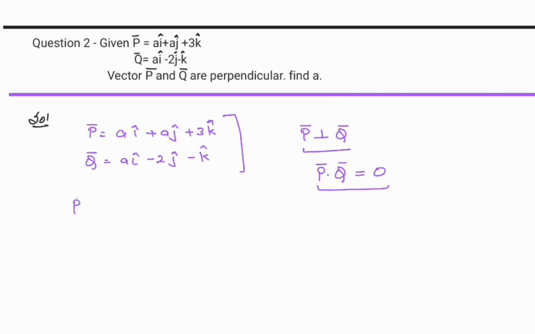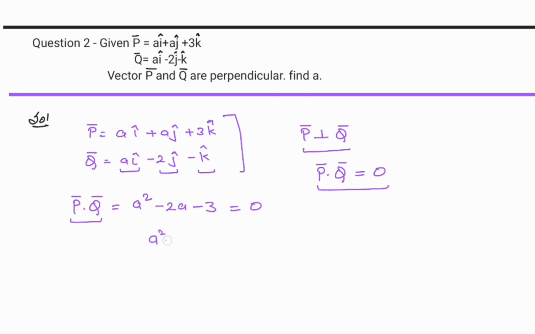Okay, now find the dot product of P and Q. How do we find the dot product of two given vectors? Multiply the i term with i, j term with j, and k term with k. Here we will get A square minus 2A minus 3, which will be equal to 0, because P dot Q is going to be 0 as they are perpendicular to each other. Now solve this equation and you will get the value of A.